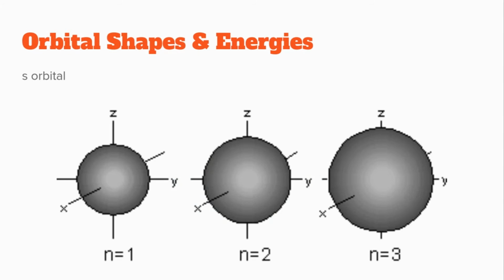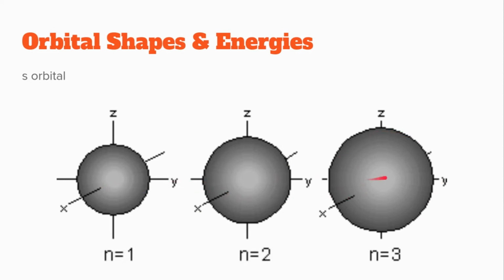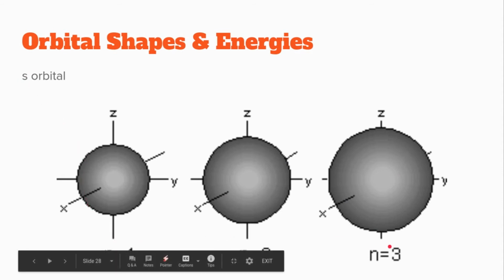For the energy of the orbitals, the size of that shape increases every time we go up in energy level. So for the s orbital, when n equals 1, we have a sphere. When n equals 2, we have a larger sphere. And when n equals 3, we have an even larger sphere. So the shape doesn't change if we're looking at that type of orbital. But as the energy level increases, our shape will get larger.